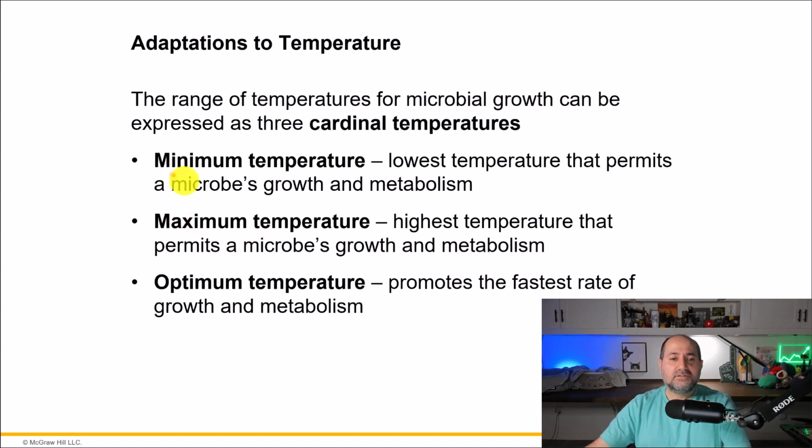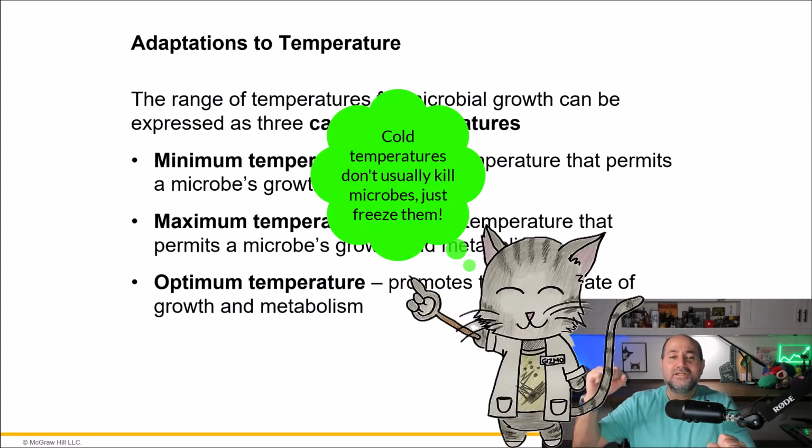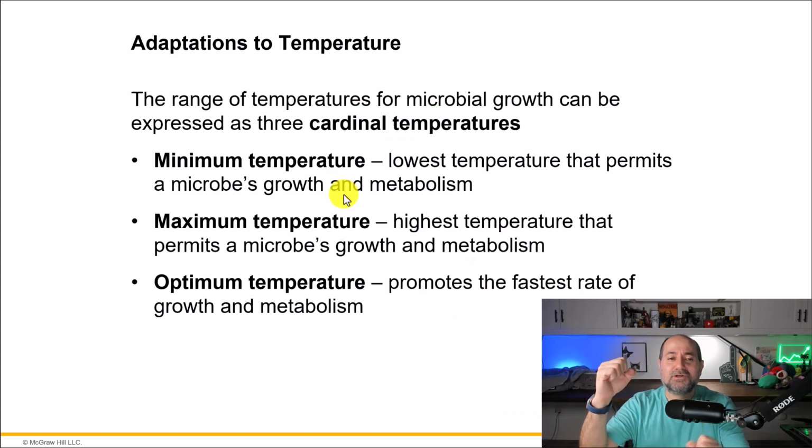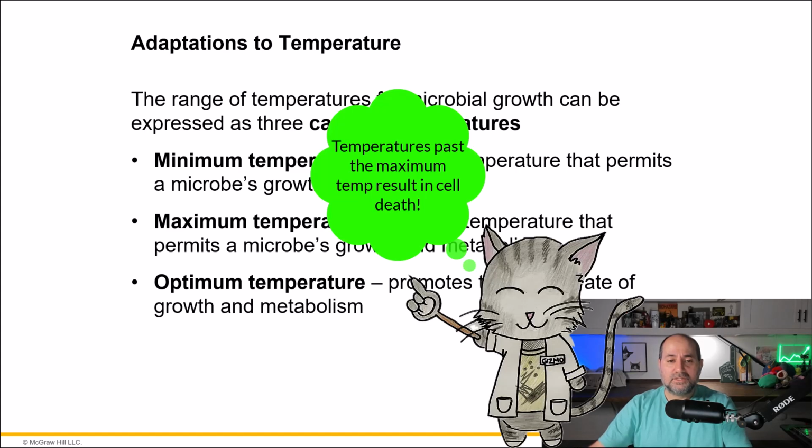Here, you can see the minimum temperature. The minimum temperature is the lowest temperature that permits a microbe's growth and metabolism. Anything below the minimum temperature will not result in microbial death. It usually results in the microbe freezing, right? So at below minimum temperature, the microbe freezes. It doesn't necessarily die, right? Whereas past the maximum temperature, that's when the microbe stops working and falls apart.